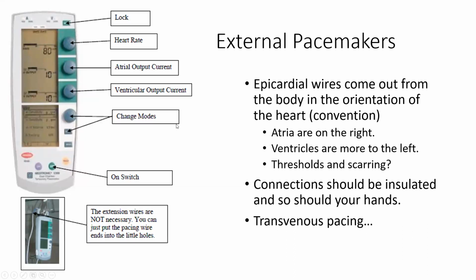External pacers, which we use a lot in the CVICU. You can see the epicardial wires come out in the orientation of the heart by convention, right? So the atria are more to the patient's right, ventricles are more to the patient's left. Scarring is a real thing with this. Remember, when you constantly shock tissue, it creates scar. Scar has a higher impedance than non-scar. So if you have someone who's pacer dependent, you don't want to cause scarring unnecessarily because you'll make the pacer's life shorter.